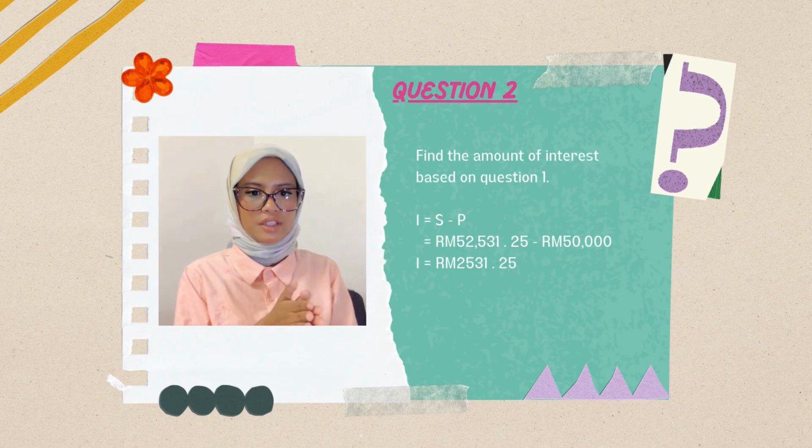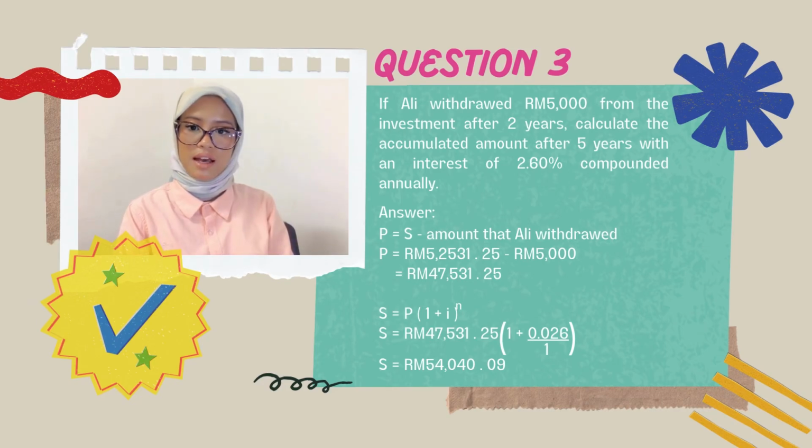How to find the amount of interest? We need to use I equal to S minus P formula. So, based on the question, S refers to RM52,531.25. P is RM50,000. So, RM52,531.25 minus 50,000. So the I will be RM2,531.25. Moving on to the last question.